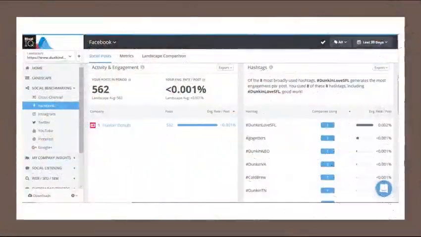The first one is activity and engagement. On the right side of this picture, you can see that 8 people were talking about a hashtag, and that caused a lot of engagement for other people and engagement on our site.